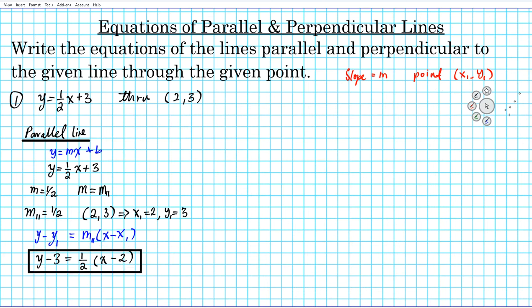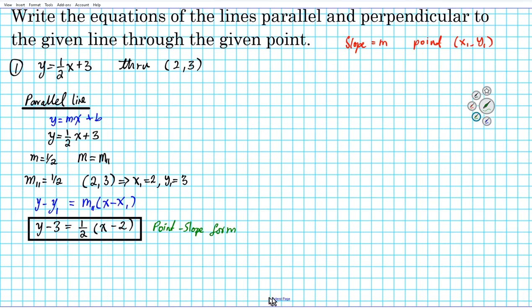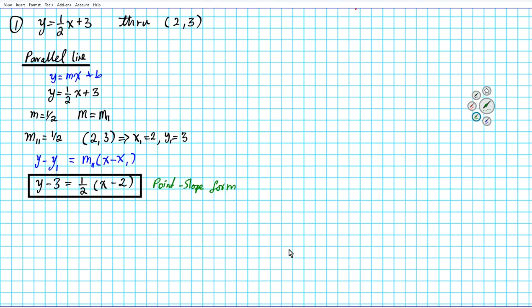And then we're also going to write the slope-intercept form. So to get the slope-intercept form, we're just going to simplify this, get y by itself, and then we'll be done. All right, so let's do it. To get the slope-intercept form, let's rewrite the equation. We have y minus 3 is equal to 1/2 times (x minus 2).